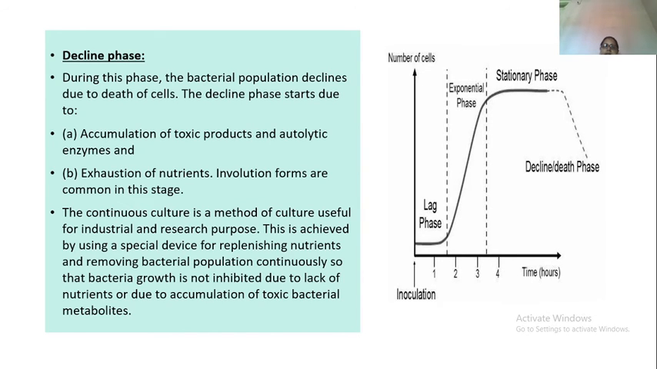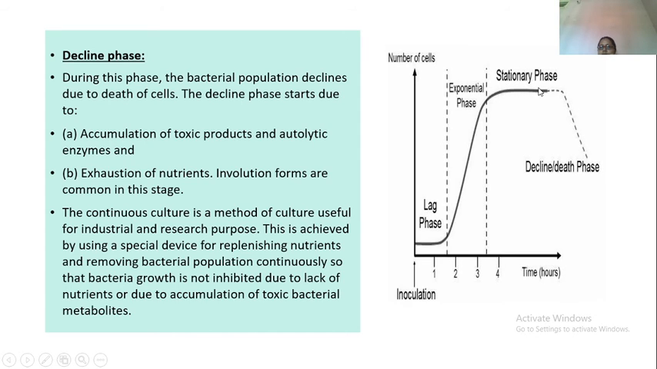Next is the decline phase. The decline phase or death phase is the phase after the stationary phase, when the number of dying cells has increased beyond the number of newly formed cells. The graph will go down because this graph is representing the live cells. Here the live cells were constant, then the live cells increased, then the live cells were constant again, and now the live cells, as compared to the dead cells, are fewer, so it's going down.